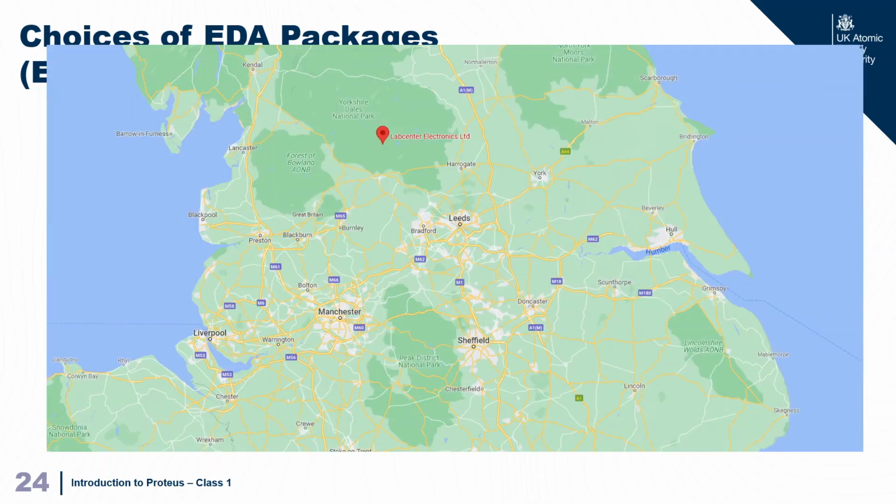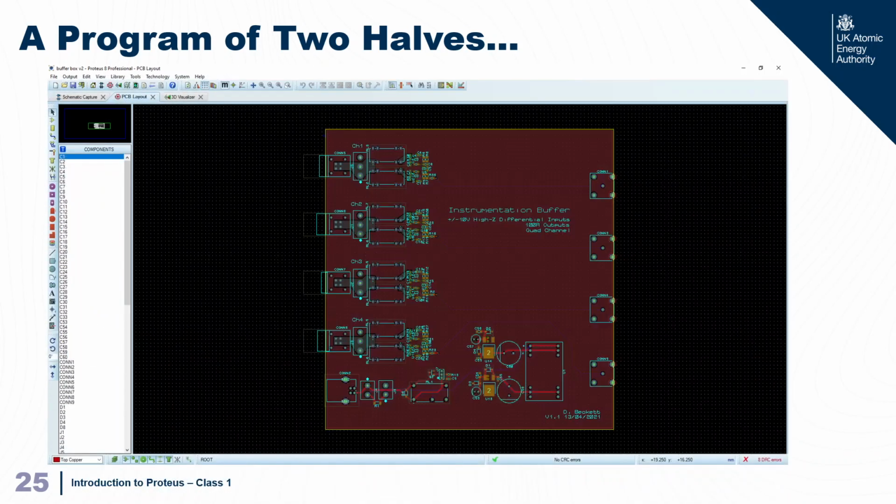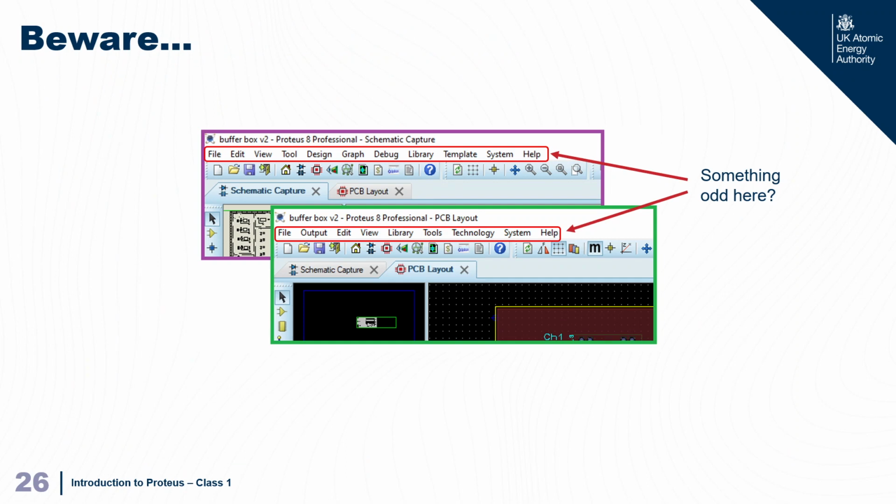That's where they're based, in the Yorkshire Dales in Grassington. All right, so Proteus is a program of two halves. This is the schematic side, and the other side is essentially the layout side. You have got different tabs in there, but these are the two main places that you'll spend most of your time designing in.